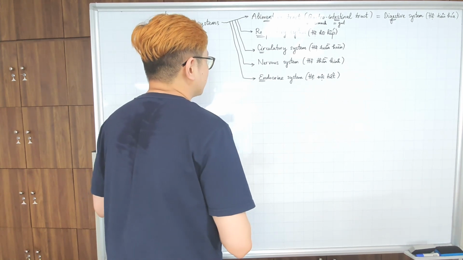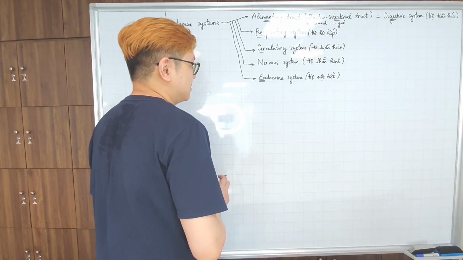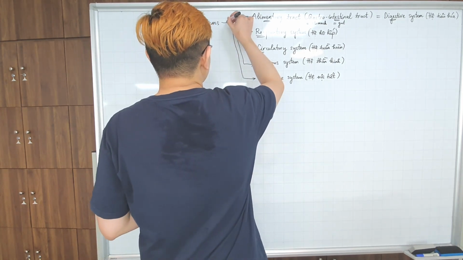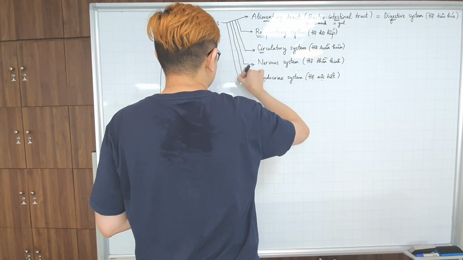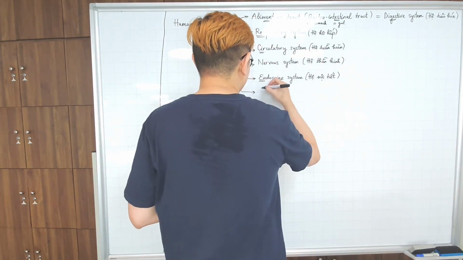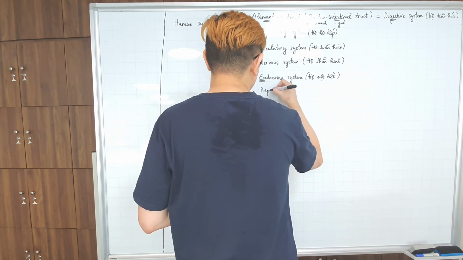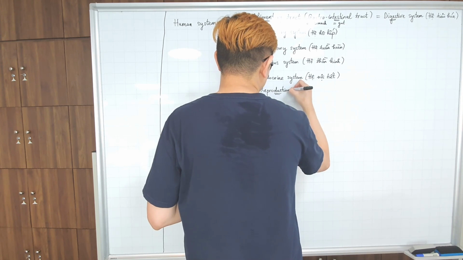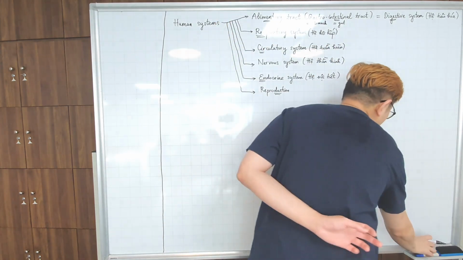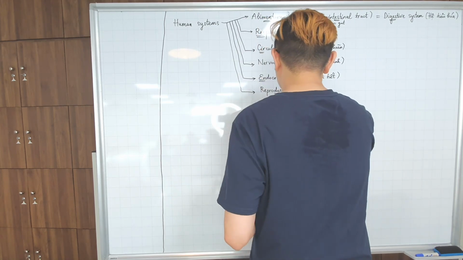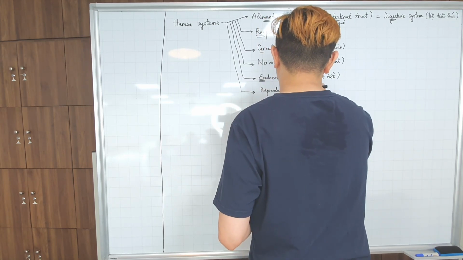And then the other kind of system, the five main ones you must know, okay? And of course you need to know about reproduction. You know about the reproductive system?